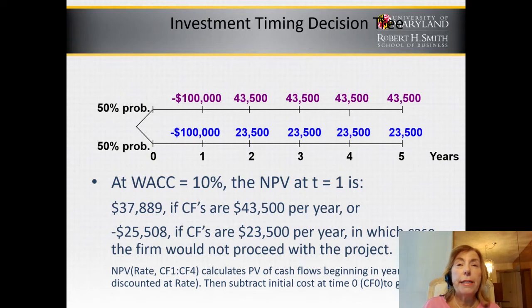If we wait 1 year, the expected value at time one would either be 50% at $37,889 in the good economy and 50% at zero, giving us an NPV of $18,944 at time one. Discount that at 10% WACC to be $17,224 in today's dollars. Therefore, it makes sense to wait.